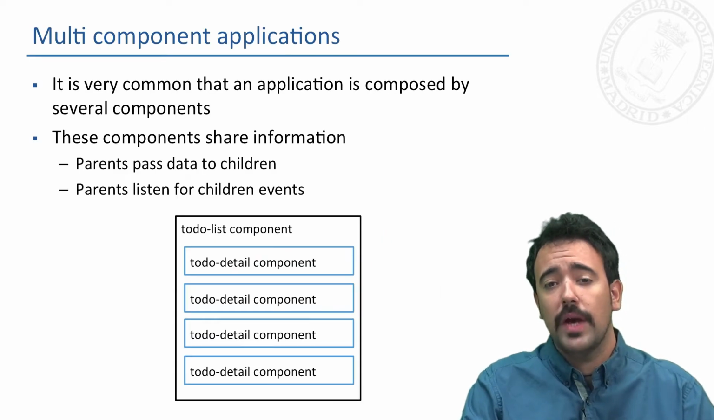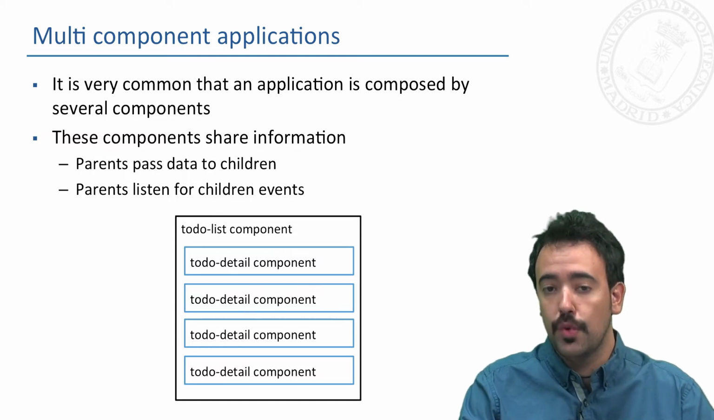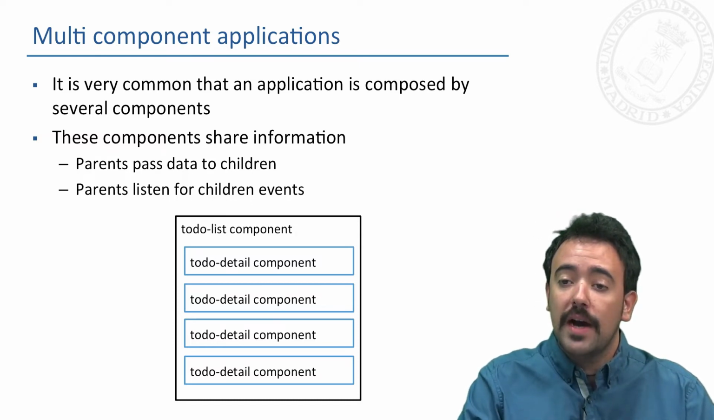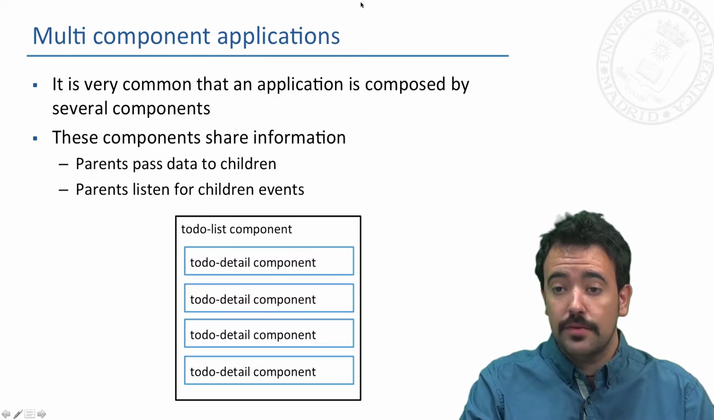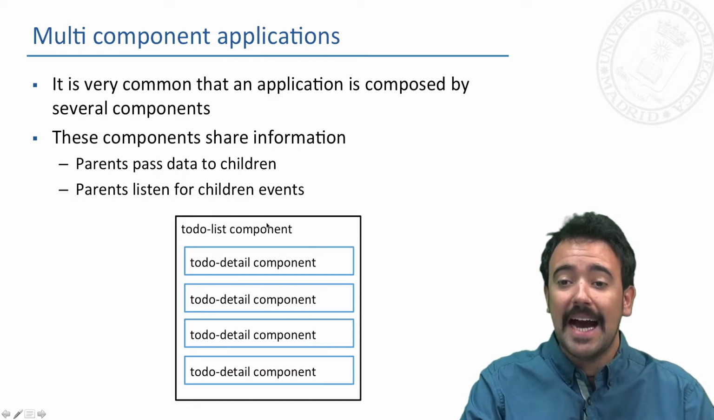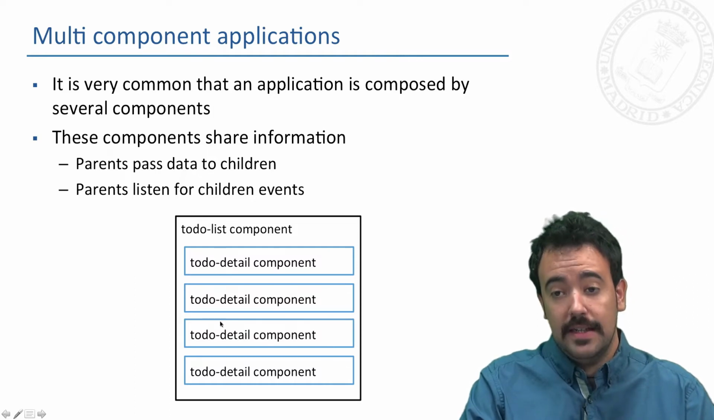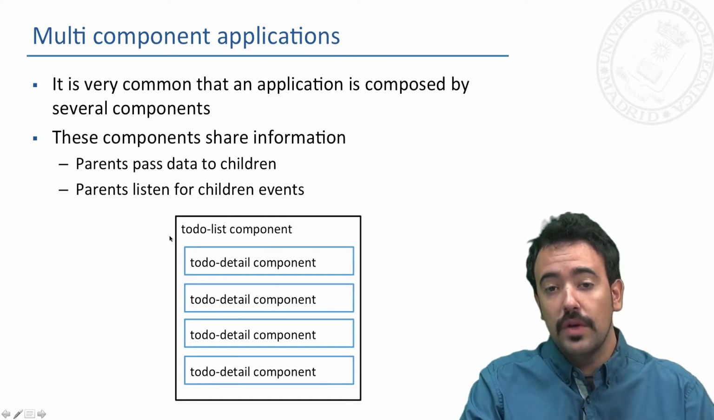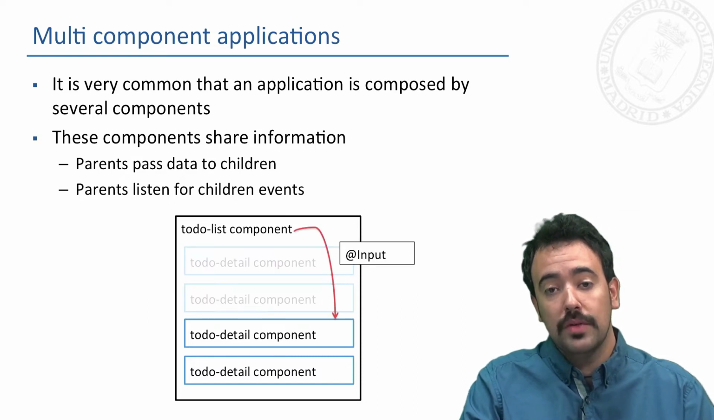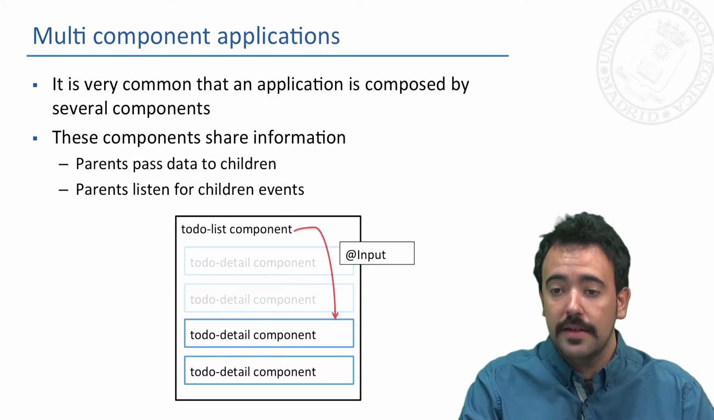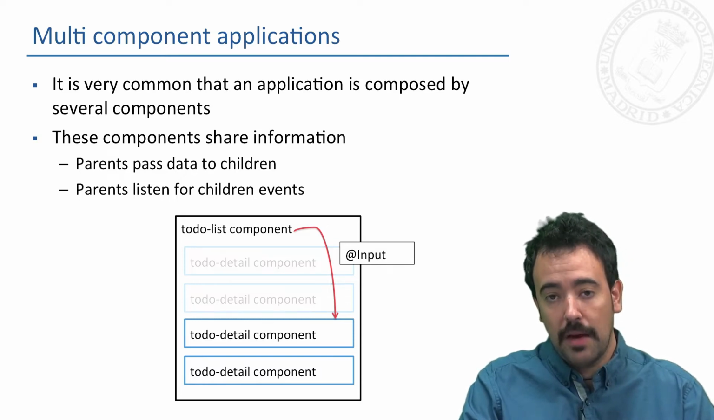So let's imagine we have an application that is just displaying to the user a list of to-dos. We would have a parent component, the to-do list component, that has a list of the to-dos that it is rendering in the view. This parent component has the information about each of these to-dos and will pass to each child component the details about it.